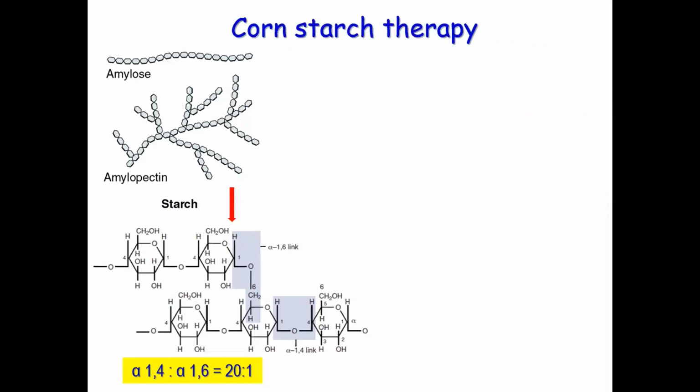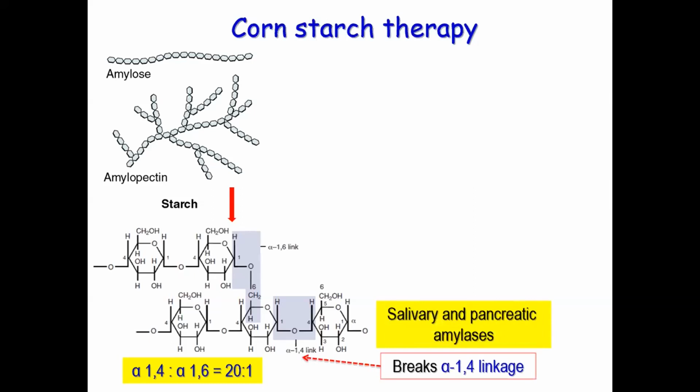Now, you all know that cornstarch therapy is the most important cornerstone for dietary management in glycogen storage disease. And a lot of people ask me, why cornstarch? Why not rice starch? Why not wheat starch? And why not potato starch? You see, that's because cornstarch has a very unique structure of the amylose and the amylopectin, where the ratio of the alpha 1,4 and the alpha 1,6 bonds is 20:1. The other starches or the other carbohydrates don't have that.